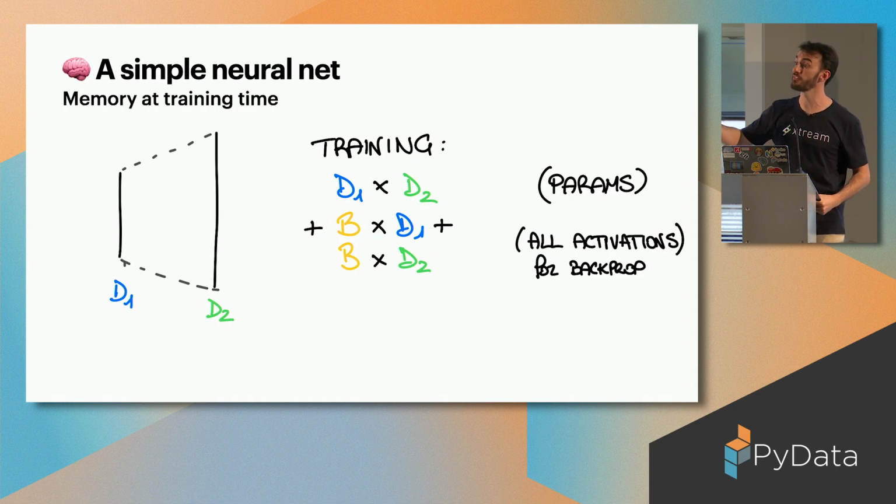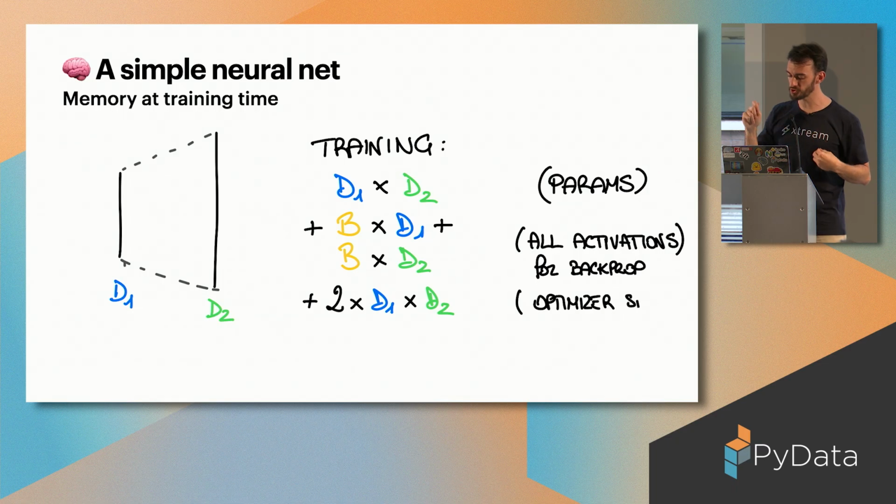So we need to have all of the intermediate activations, which means the result of the multiplication of the input times every layer. So the input x times d1 gives you the intermediate input, or the activation of d1, and then you multiply this activation by d2. You also need to keep that in memory when you do training. But it doesn't end here.